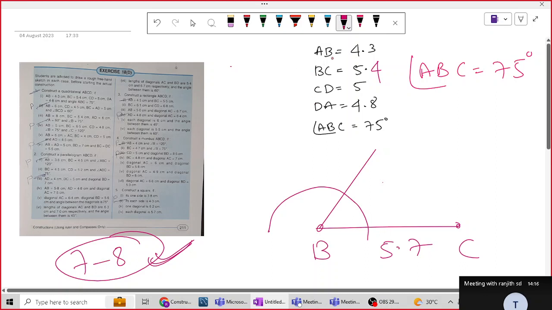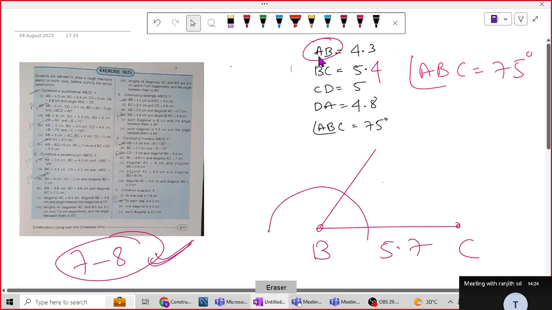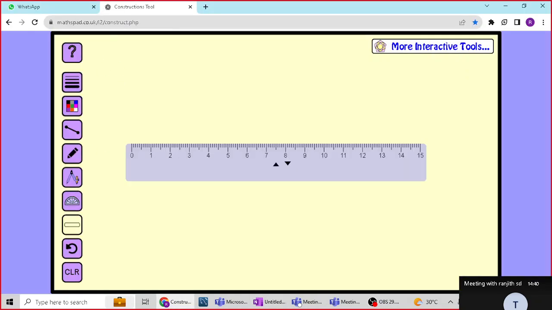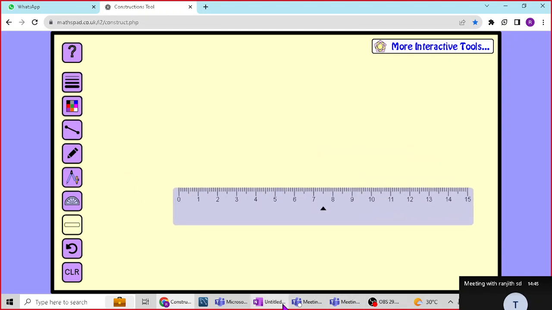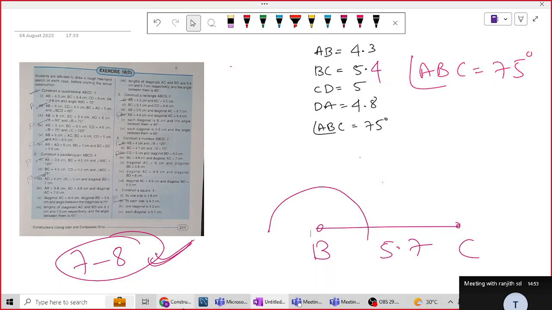Now from B, what are the values we have? AB, right? How much is AB? 4.3. So this 75, wherever you get, use a protractor scale and measure 4.3. First draw 75, students. First draw BC as a straight line. Let me construct BC. Construct a baseline. Baseline is very important.